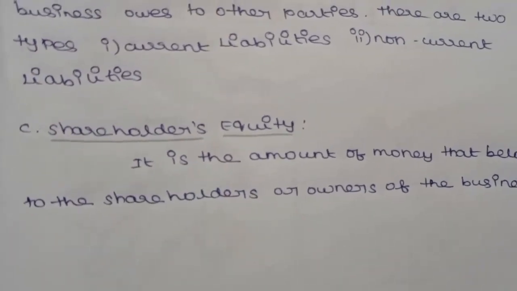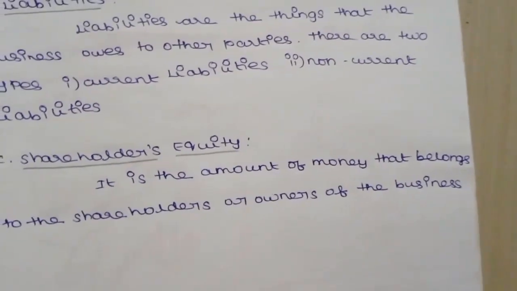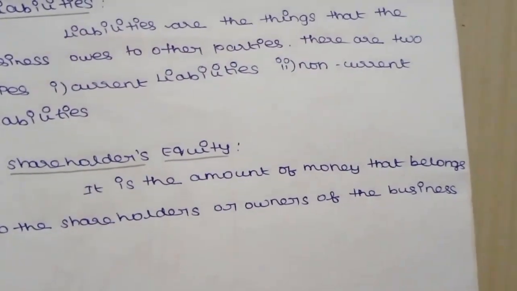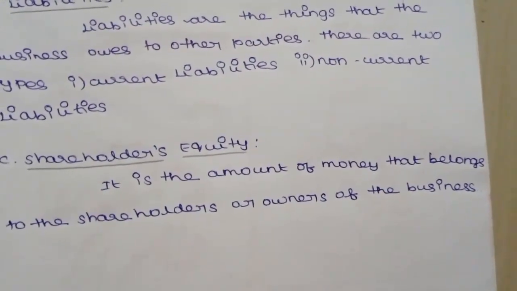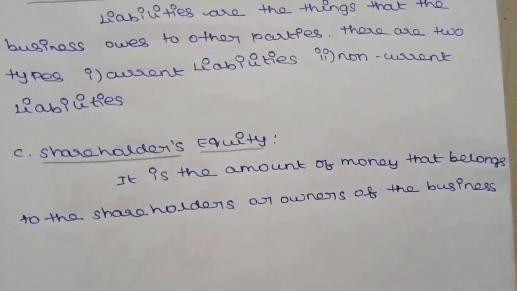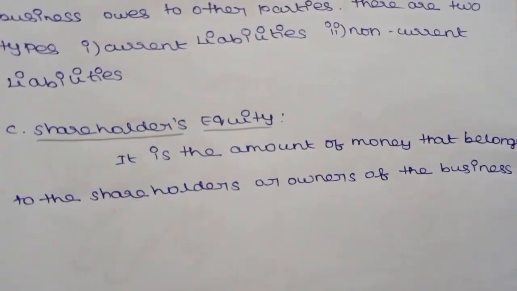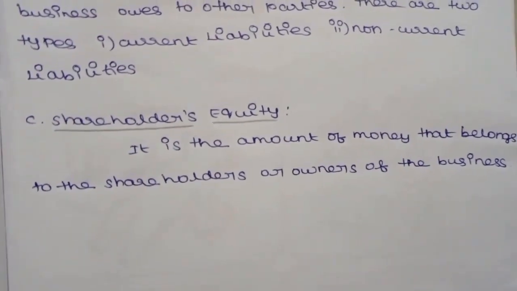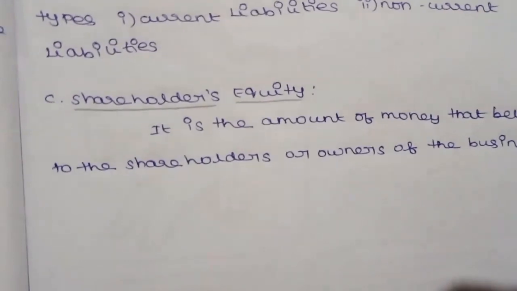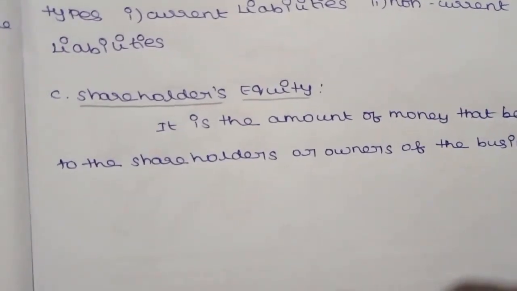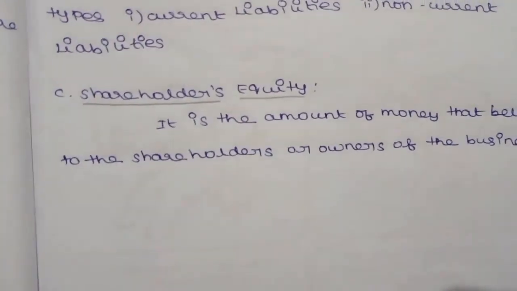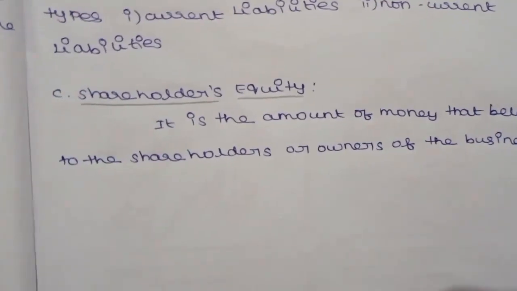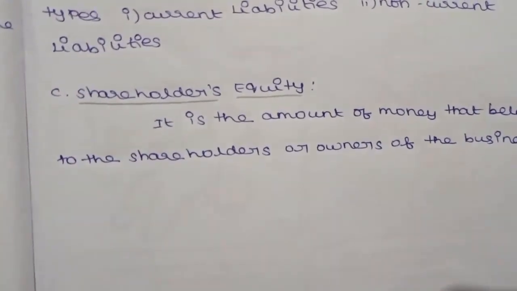Next one is shareholders' equity. It is the amount of money that belong to the shareholders or owner of the business. Example: net earnings like retained earnings and reinvestment by the business are used for paying the debt. The rest is distributed as dividends to the shareholders. Treasury stock, preferred stock, capital surplus.